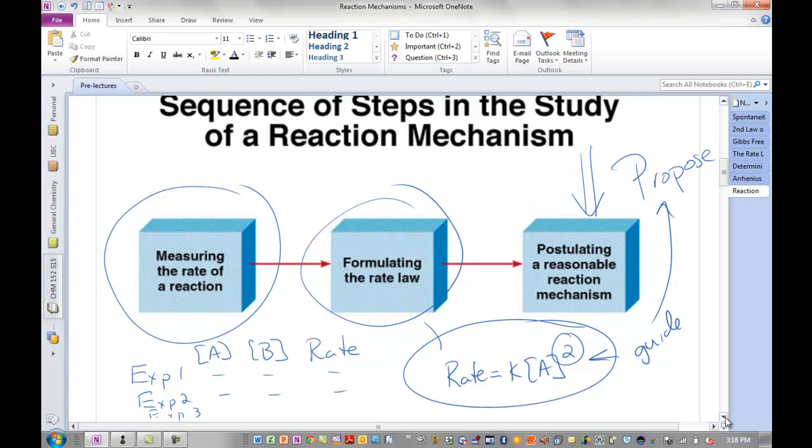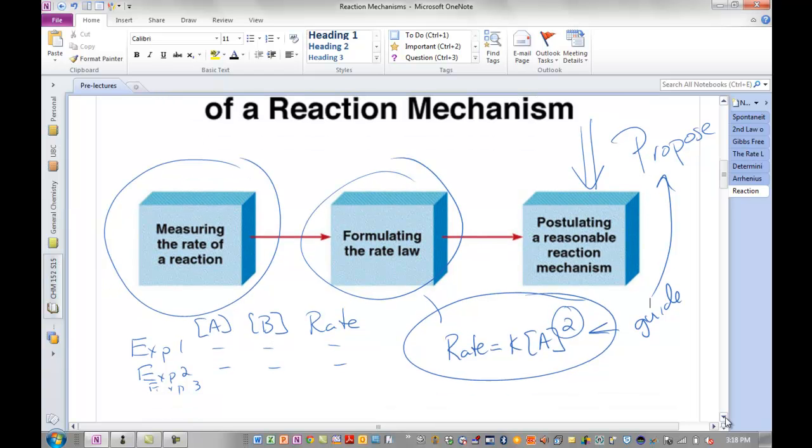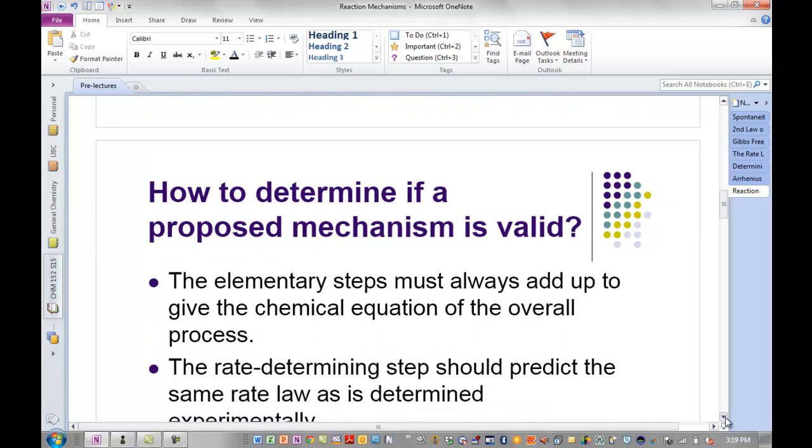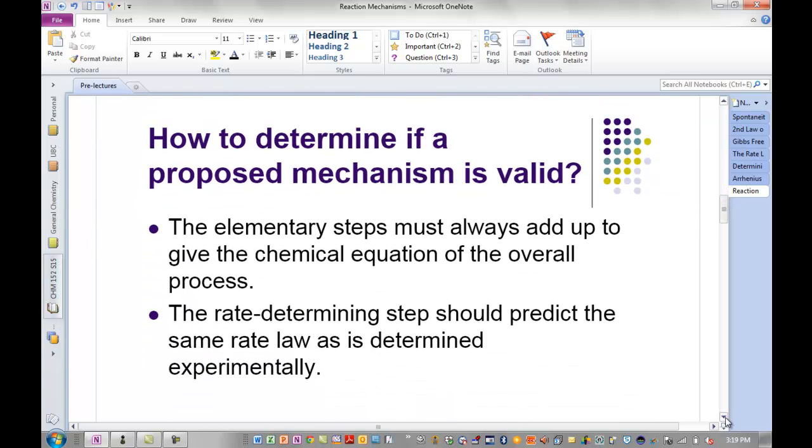Now, for our purposes, and again, we're not in the lab in class, so it's kind of hard for us to go through this whole process. I could give you one problem where you take the data and you solve for the rate law, and then you use that rate law to propose a mechanism. Probably more often than not, though, we'll work backwards. We'll say, here are some proposed mechanisms. Tell me if they're valid, or tell me which one's valid.